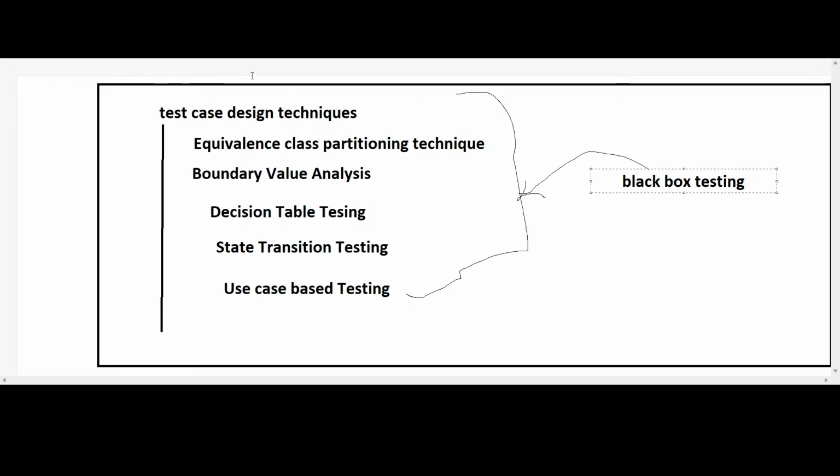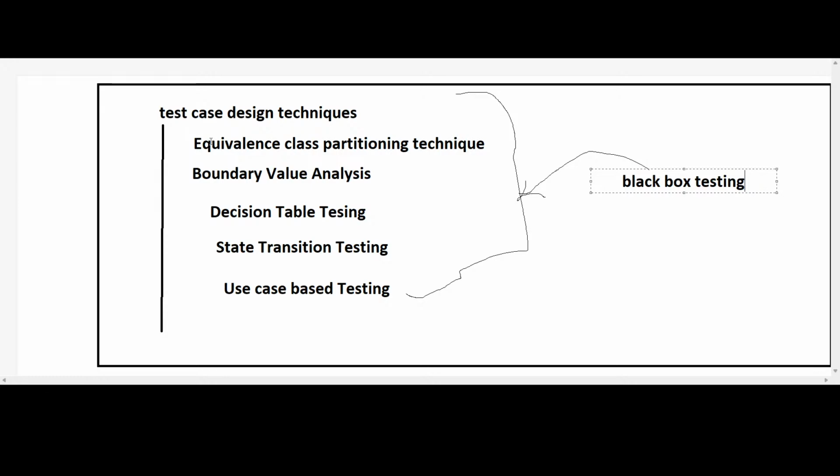So there are totally 5 test case design techniques. The first one is equivalence class partition technique, or ECP technique. The next one is boundary value analysis technique. Then decision table testing, then state transition testing technique, and the last one is use case based testing. These are the test case design techniques introduced in black box testing.